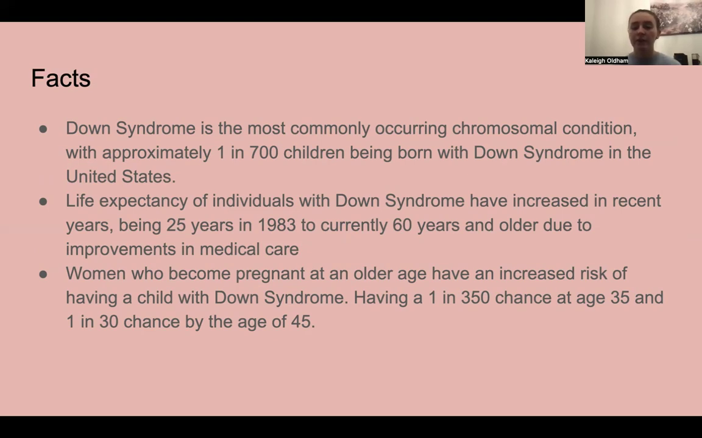So between 35 and 45, that tends to be the highest chance. I mean, typically women aren't having children past 45. They can, some can, but when you get to the 35 to 45 range, that's when these women start having the highest chance of having a child with Down syndrome.